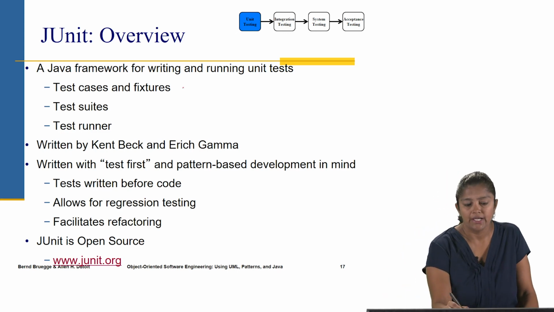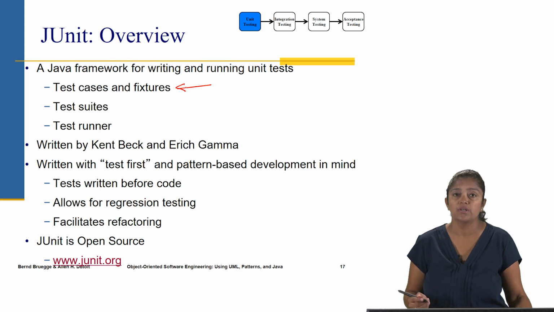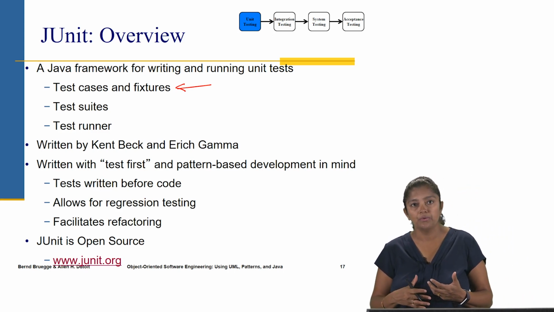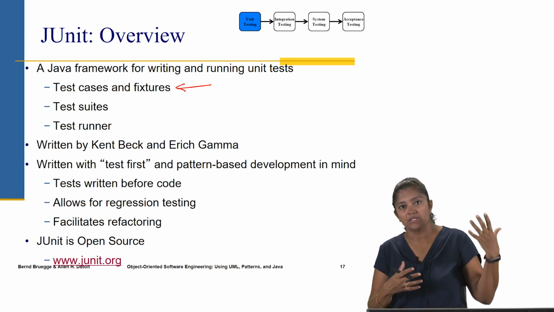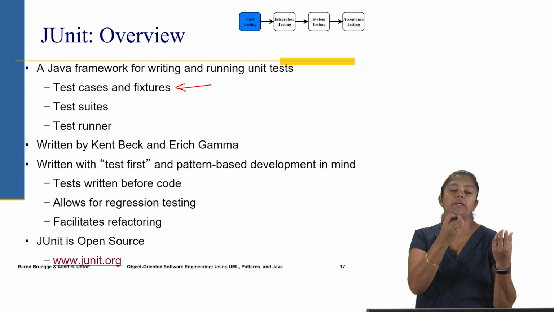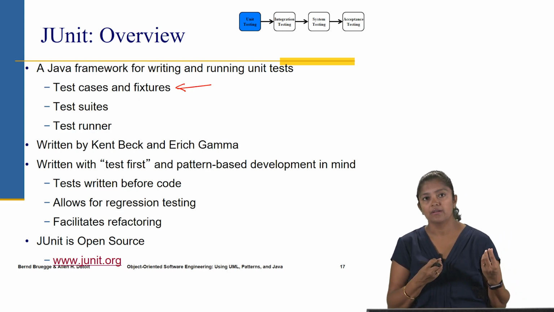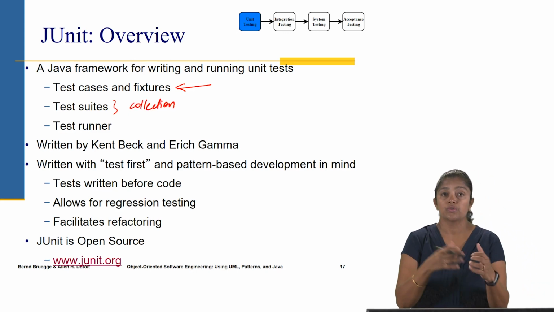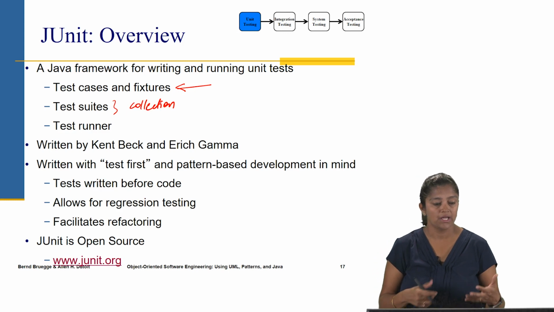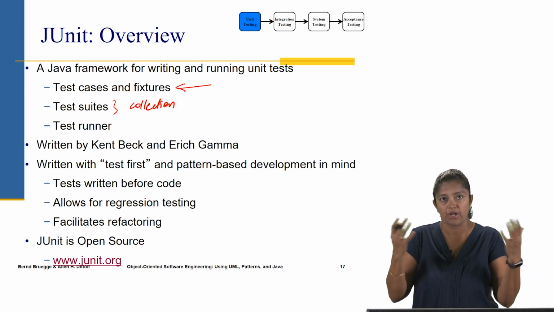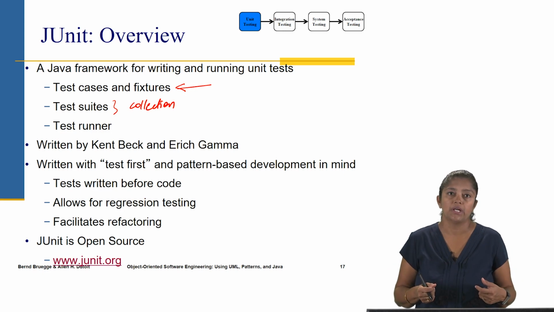So basically the idea is to create test cases and fixtures. Fixtures are any kind of test objects that you need in order to do the testing. So we write these test classes, and then within that, test methods and any test fixtures that are needed are created. And then test suites are basically a collection of various test classes, so that the automation is possible. And then there is a test runner. So all of this together forms the framework in order to do unit testing.